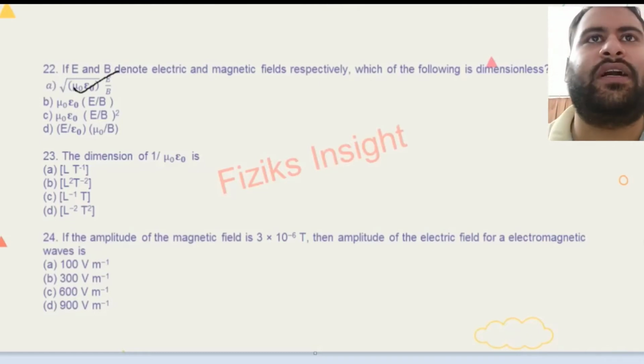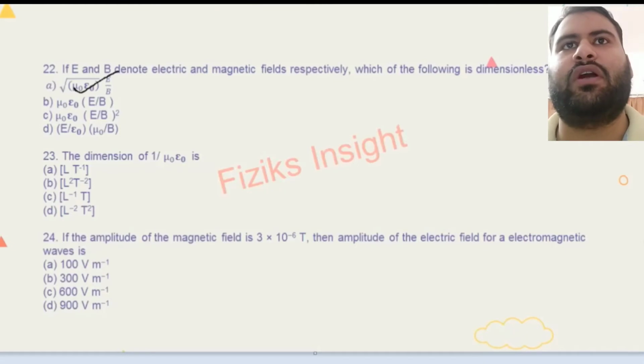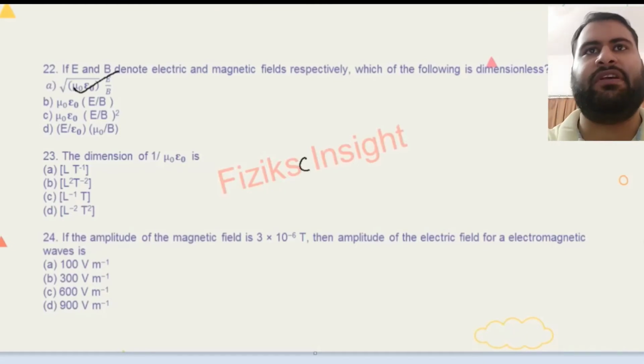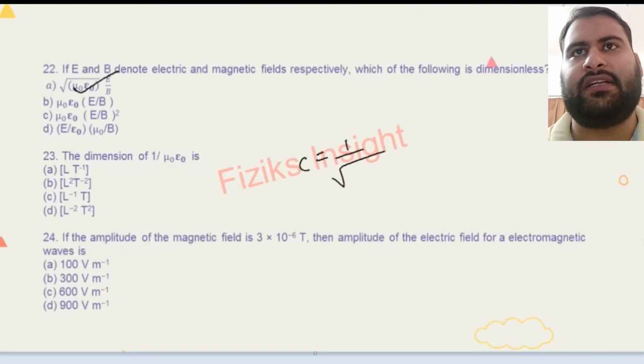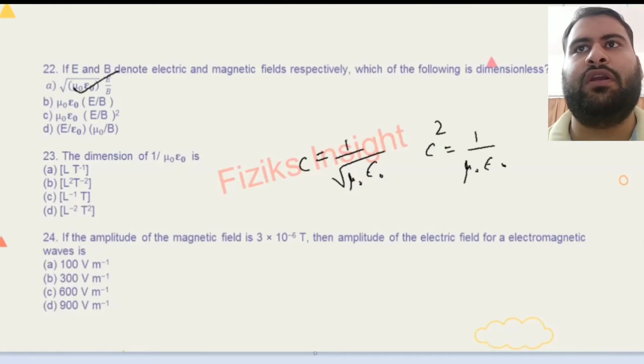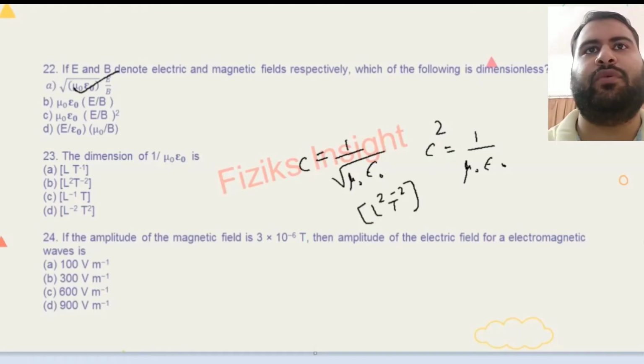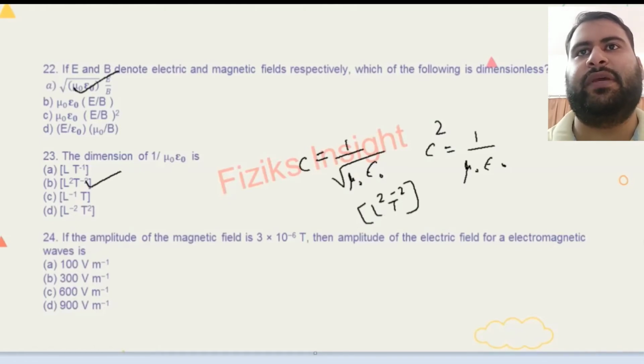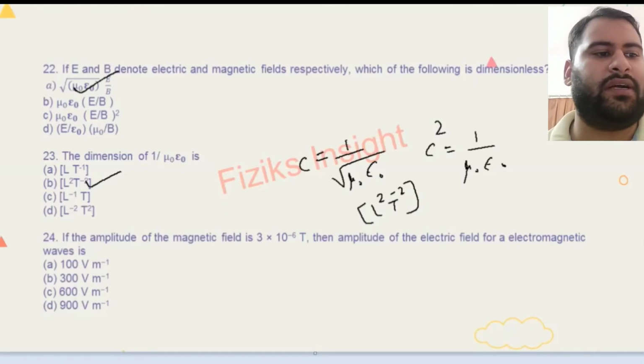Now in the 23rd question, the dimensions of 1 by mu naught epsilon naught. In the previous question we have written C is equal to 1 upon under root mu naught epsilon naught. So C square will be equal to 1 upon mu naught epsilon naught. So the dimensions of 1 upon mu naught epsilon naught will be equal to C square, means the dimensions will be L2 T minus 2. This one, the B option, is the correct answer for 23rd question.